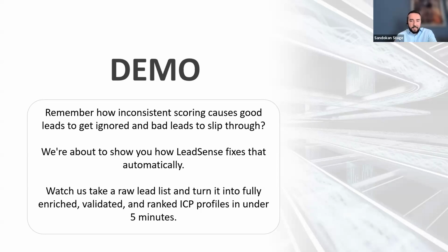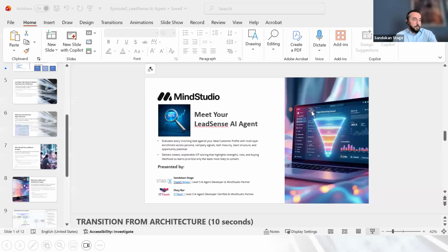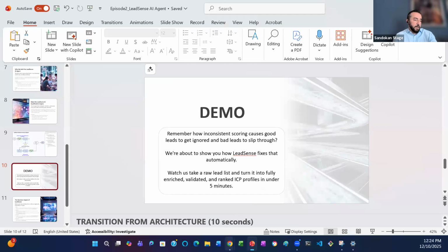Second, notice the consistency. Every lead gets the same depth of analysis. And finally, and this one is important, watch how the hot, warm, cold classifications actually make sense when you see the full context. Because that's the whole point, right? It's not just a score that we're giving you, but a score you can actually trust. So let's do this. Let's switch over here.